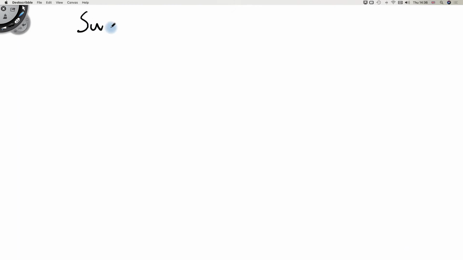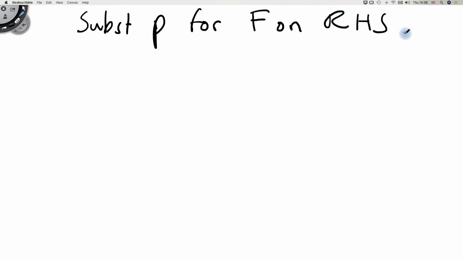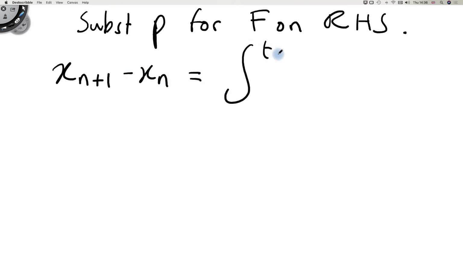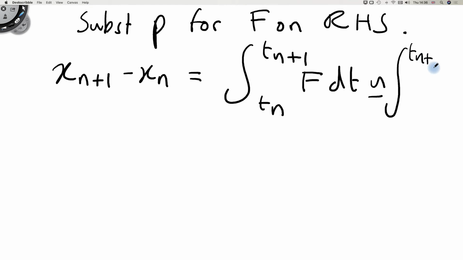And we substitute P for F on the right hand side. So we have x_{n+1} minus x_n equals the integral from t_n to t_{n+1} of f dt. And this is where the approximation comes in, the polynomial approximation, the integral from t_n to t_{n+1} of P dt.